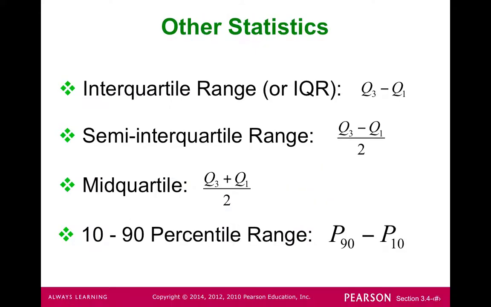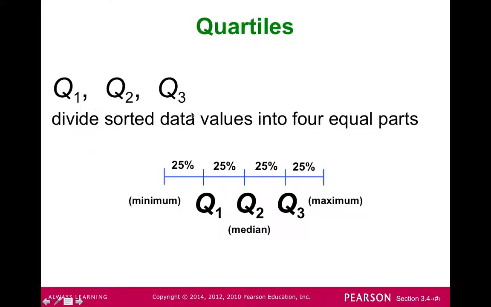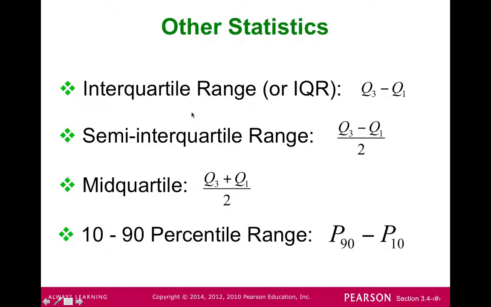There's a few other stats that are worth mentioning, and they're all based off of this concept of Q1, Q2, Q3. So you can find something called an interquartile range, which is where you take Q3 and subtract from it Q1. You can find a semi-interquartile range, which is basically the same thing, except you then divide by 2, so Q3 minus Q1 divided by 2. You can have a mid-quartile, which is where you take Q3 and add it to Q1 and divide by 2. And you can also find a 10 to 90 percentile range, which is essentially the P90 to P10.